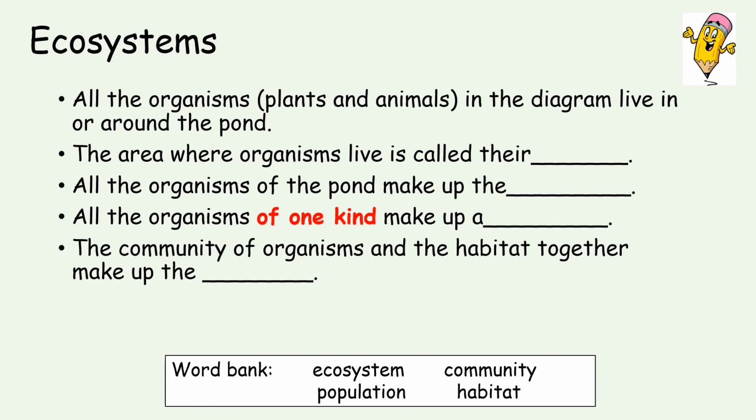The area where organisms live is called their habitat, would be your correct answer. All the organisms of the pond make up the community, and all the organisms of one kind make up a population. The community of organisms and the habitat together make up the ecosystem. So well done if you managed to get that correct. If not, then go back and watch the video from the start.